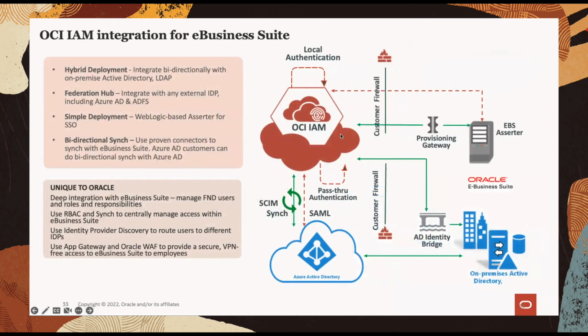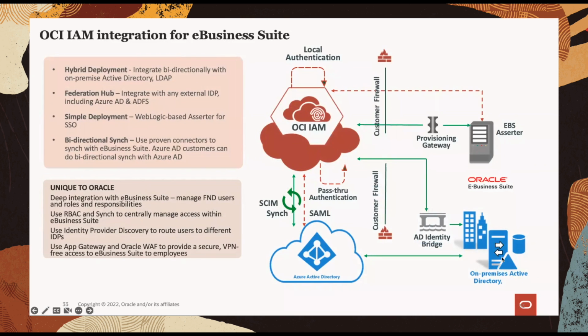Okay, so this is an enterprise scenario, right? For enterprise customers. So, okay, we have understood that we need an EBS Asserter to integrate with the e-business suite application, right? So this is an end-to-end scenario. Let me describe the flow of a user, like a new user, whenever he joins an organization.